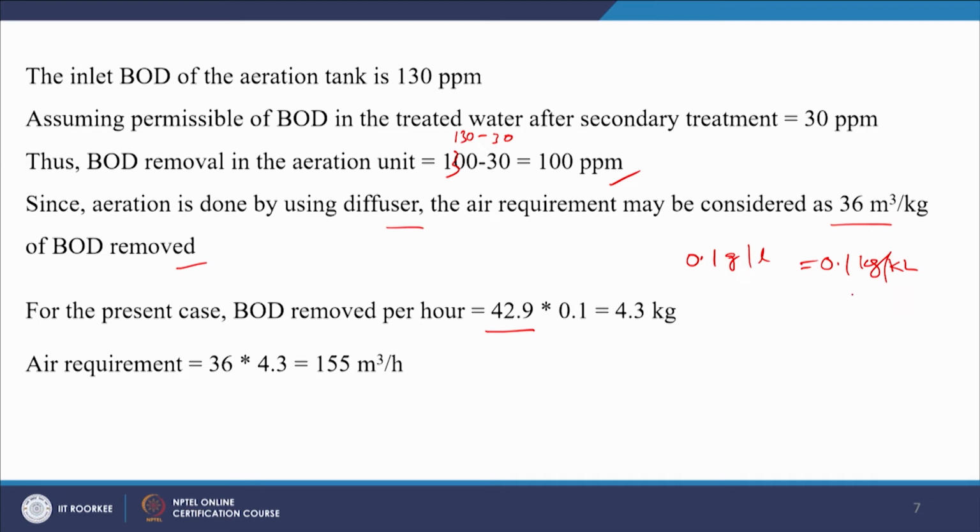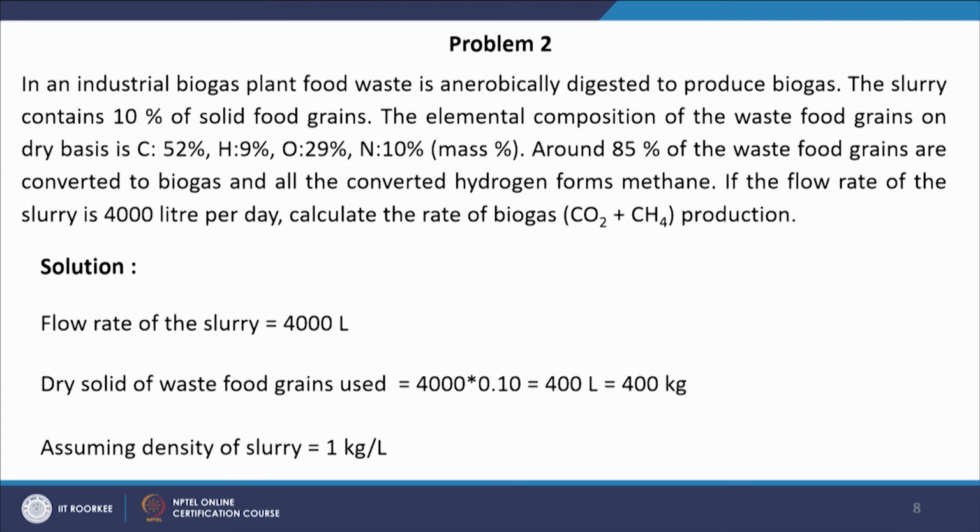So, this value we will be multiplying now, 42.9 meter cube into 0.1 kg. So, 4.3 kg per hour is produced. So, air requirement will be how much? This 36 into 4.3, because we have taken this assumption. So, 155 meter cube per hour air will be required. Now, we are able to solve the problem completely. Now, we will see problem number 2.